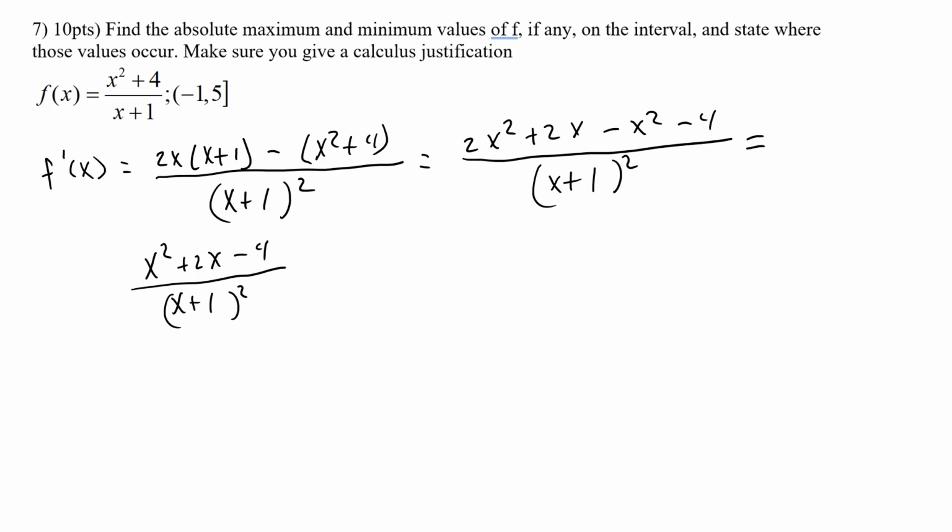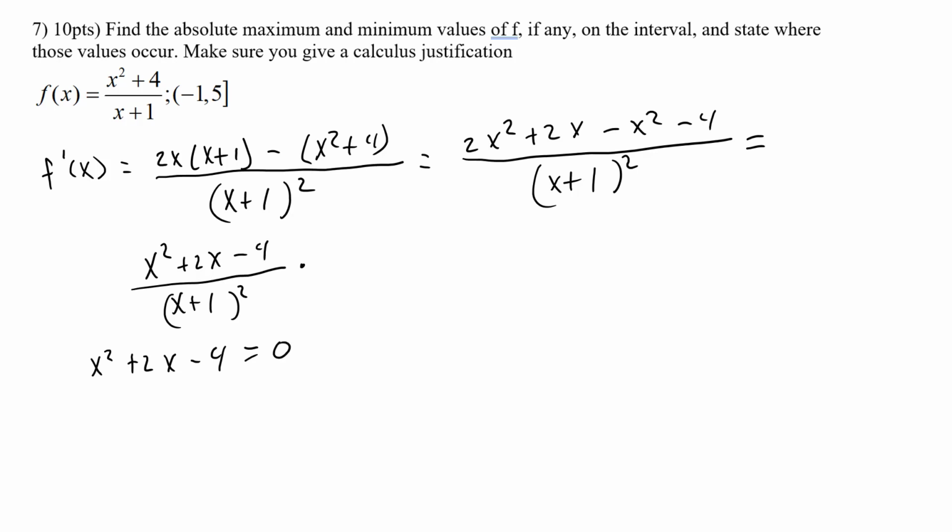Okay. If you try and factor this, it's got to be x and x. It has to be plus and minus. And it's either 2 and 2, which would not give us a middle term, or 4 and 1. And with 4 and 1, we would get 3. So this does not factor. So then we need to find the critical points by setting this equal to 0, x squared plus 2x minus 4 equals 0.